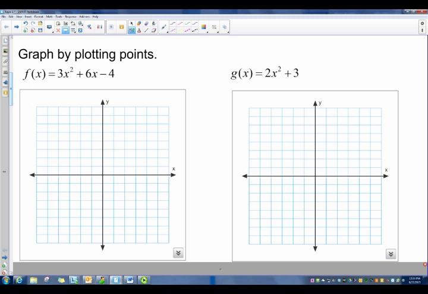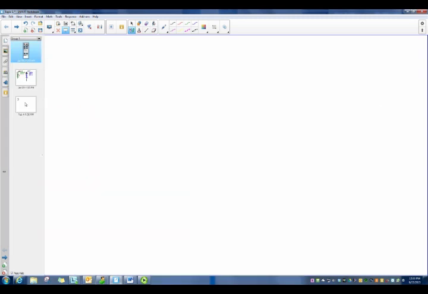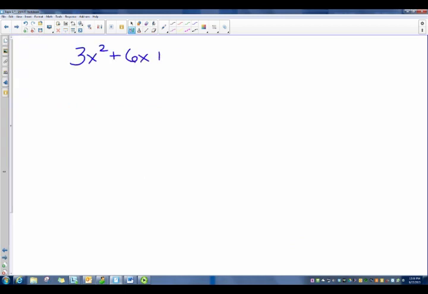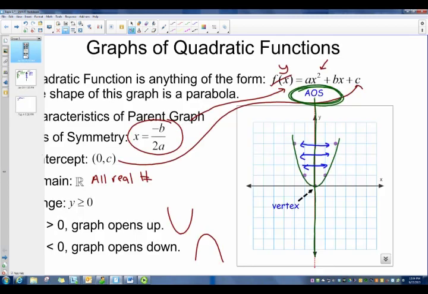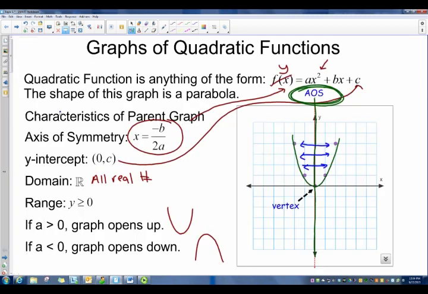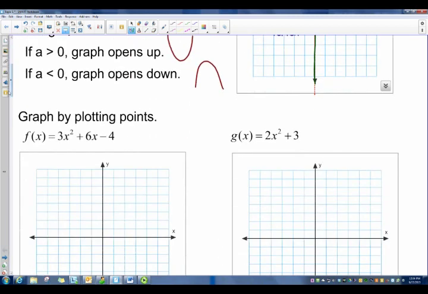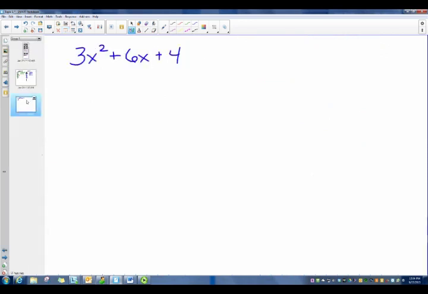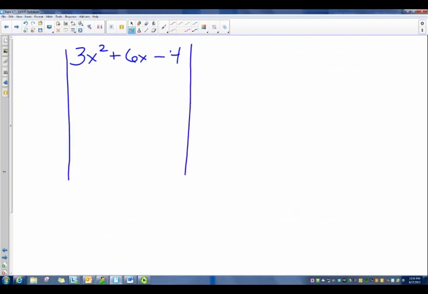Okay, so if I go with the 3x squared plus 6x plus 4. That was our function, okay, back from this first page. Let me move this down a little. Oh, sorry, minus 4. So 3x squared plus 6x minus 4. Okay, so I'm going to change that. Now, when we plot points, what that means is I'm creating essentially a table. And we've done this before with linear functions, or the ones that are lines. And you just substitute in some values.